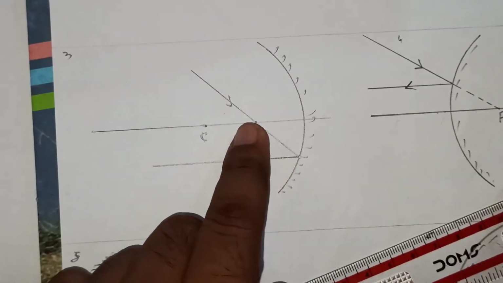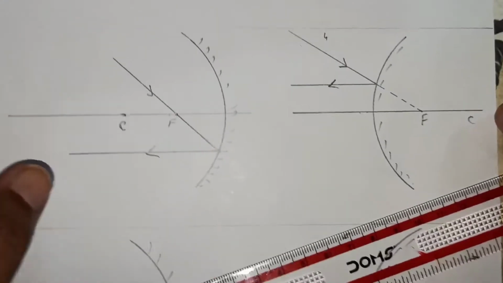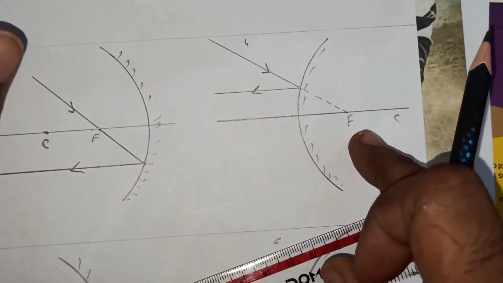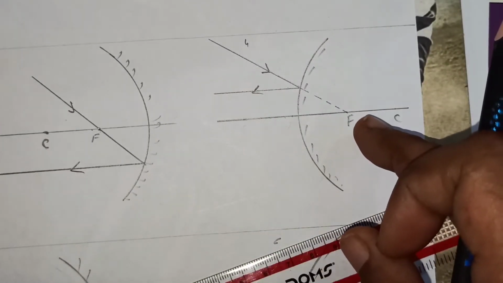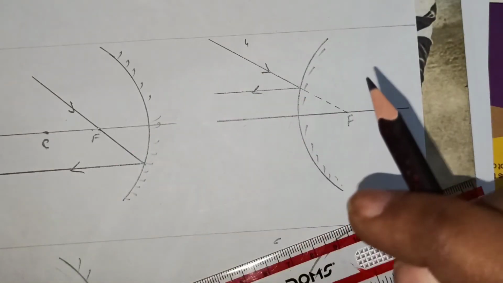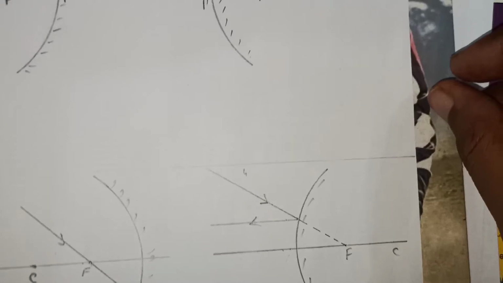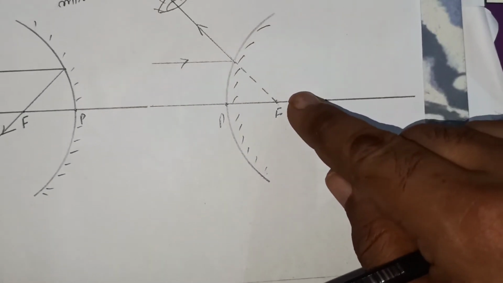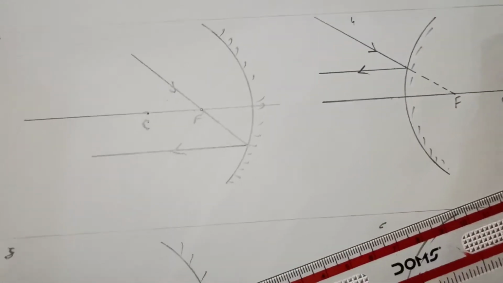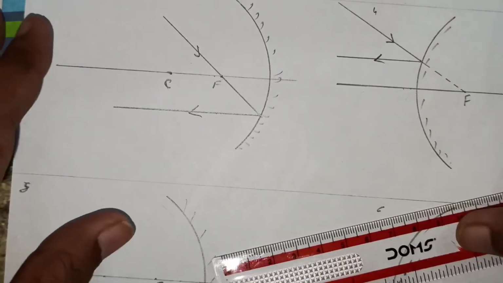Here it actually passes through F and becomes parallel. Here it appears to pass through F, heading towards F, but because of reflection it becomes parallel to the principal axis. This is the second rule for convex. The first rule for convex we have already done, and this is the second rule for convex. Now the third rule.